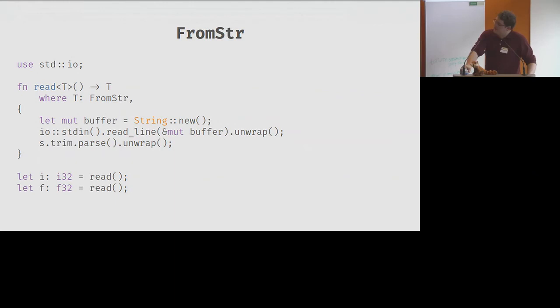So then we take that string and we trim it to take off any white space, especially that new line on the end, and then parse it. Parse is something that is defined by FromStr. So it takes a string and returns something that is from the string. And then it unwraps it, because that might fail too. And then down below, we call this twice. I would like to read an i32, and I'd like to read an f32. And just like you said earlier, it will figure out what you wanted to return based on what's happening to it. Does that make sense?